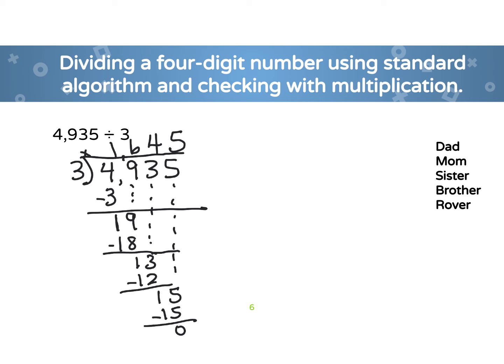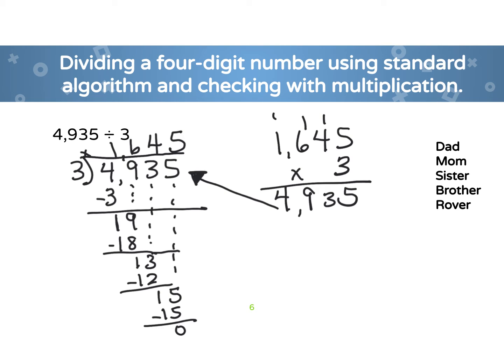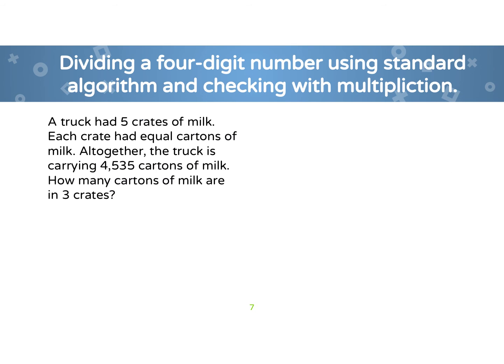Okay, when I divided 4,935 by 3, I got 1,645. So now I'm going to multiply to see if my answer is correct. Okay, so I did get my dividend of 4,935, so my answer is correct.